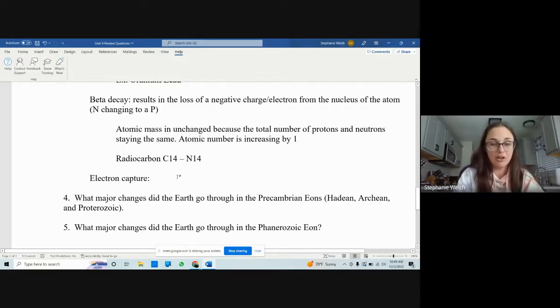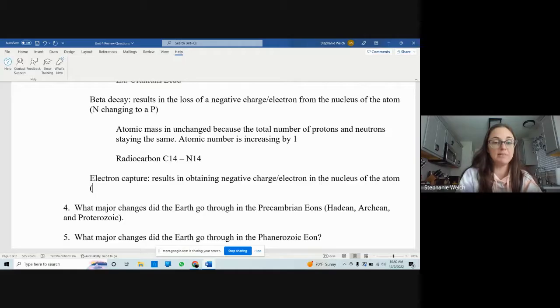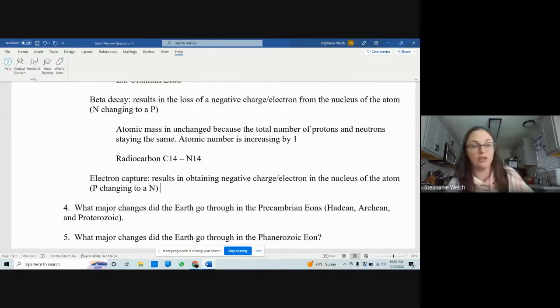So electron capture results in obtaining a negative charge, or if you want to think about it as an electron. So you're capturing a negative charge. That's why it's called electron capture in the nucleus of the atom. If you're doing this, you're taking something that is positively charged and changing it to something that's neutrally charged. So in beta decay, you change a neutron into a proton, keeping the atomic mass the same. You just do the opposite in electron capture.